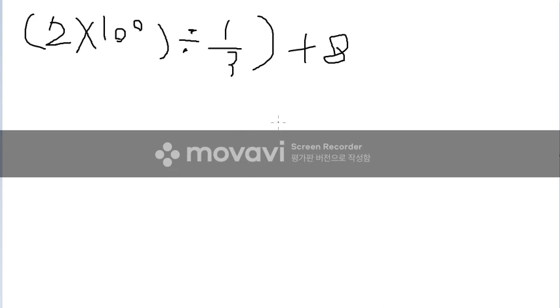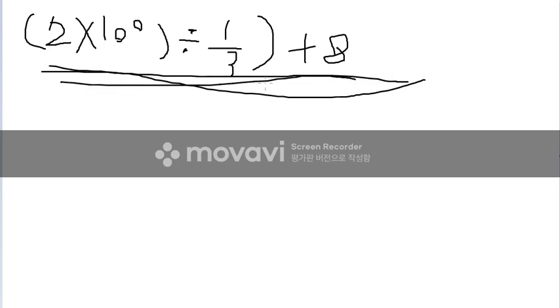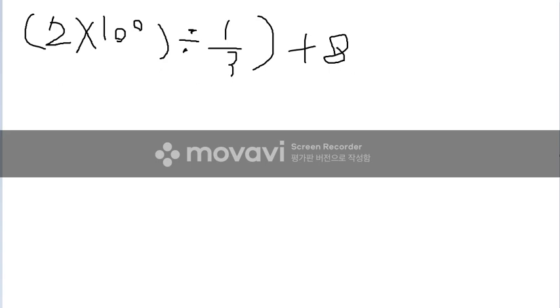Okay, so today's problem is this. This one looks kind of complicated. Yeah, it looks kind of hard, but it will be so simple when you know how to do it. So let's see. 10 to the power of 0 equals 1.